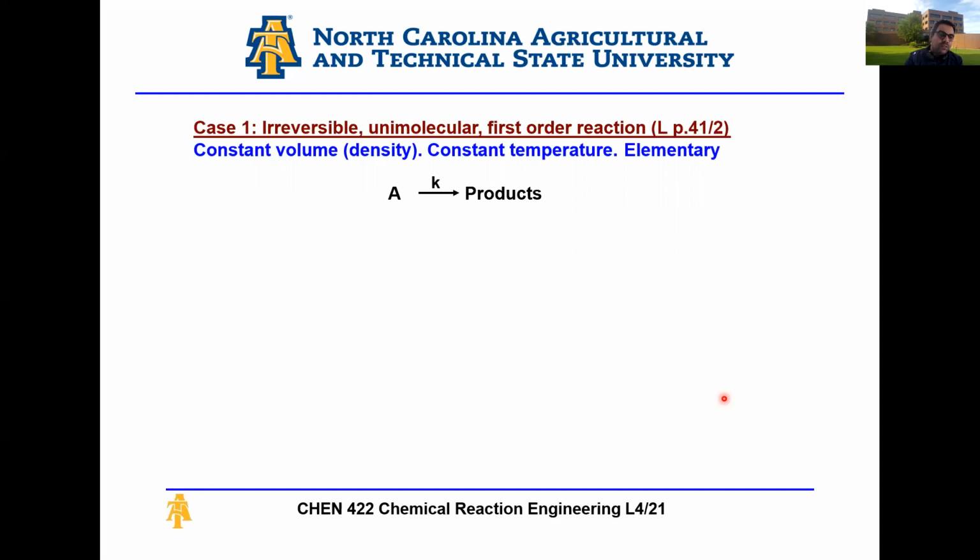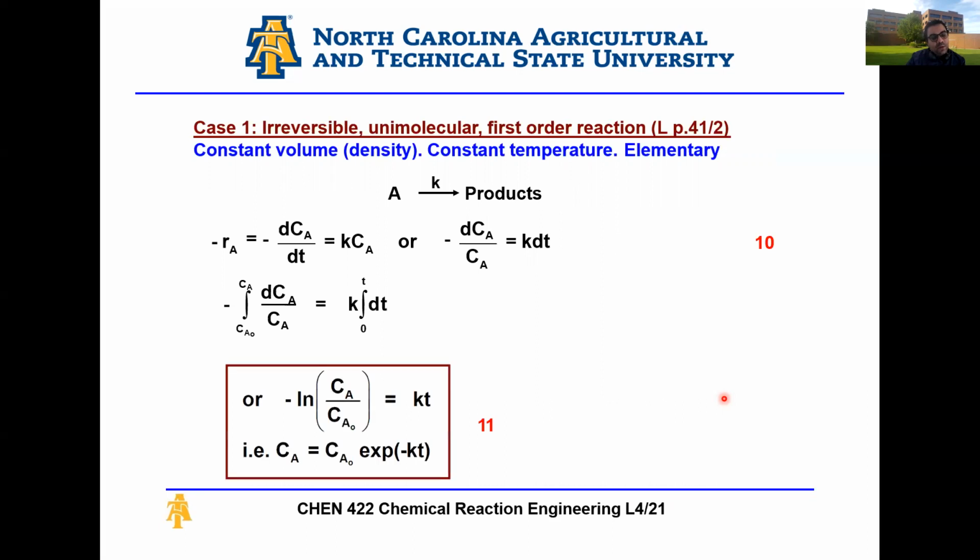So case one, we said, is for an irreversible unimolecular first order reaction. A goes to products. This is your reaction rate expression. Minus rA is k CA. You take an integral, you get this expression. So for a first order reaction, you can always use this expression to get the concentration as a function of time. You can actually plot it as a function of time. And this would be your performance equation.